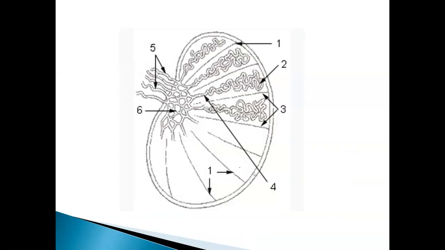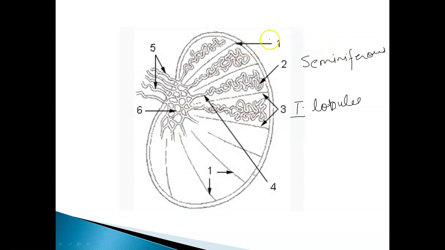Now again, this is just a detail of that testis, right? We have seen this structure, that is the lobule. So again we can see testicular lobules, right? This is the seminiferous tubule.